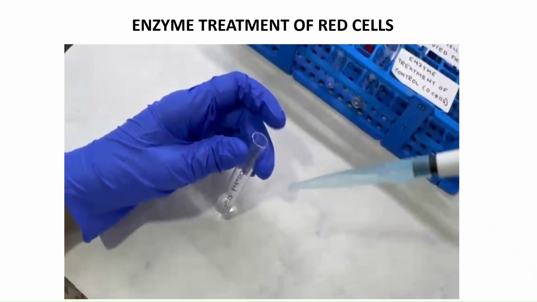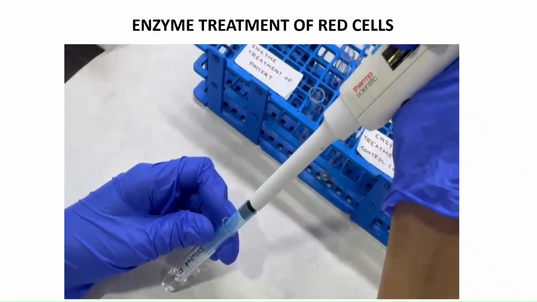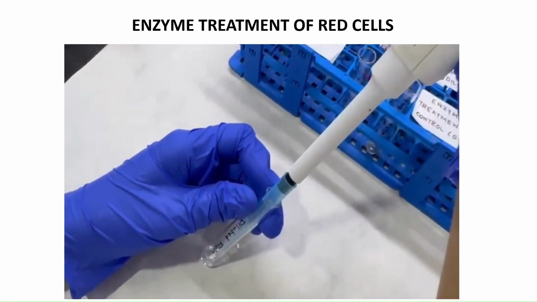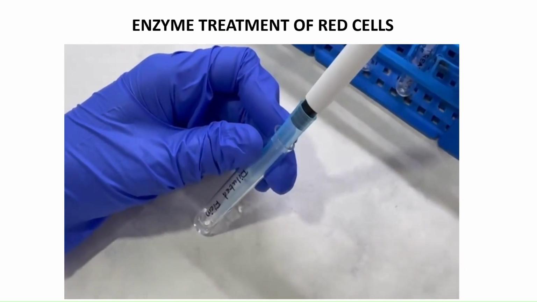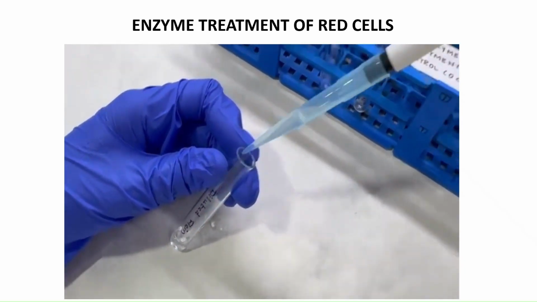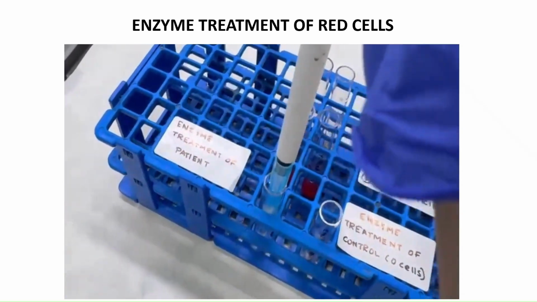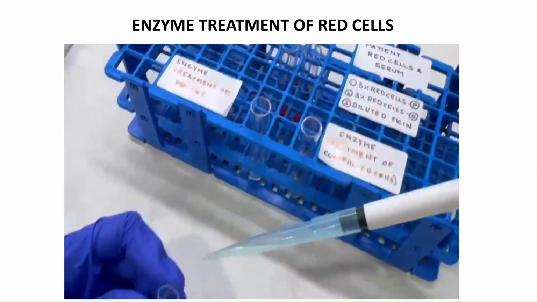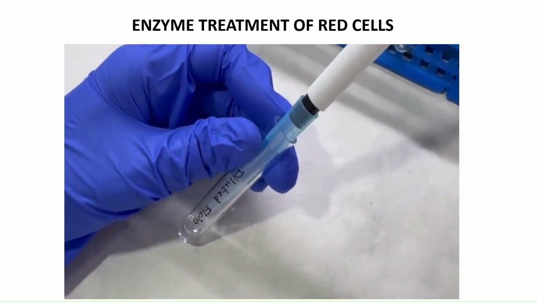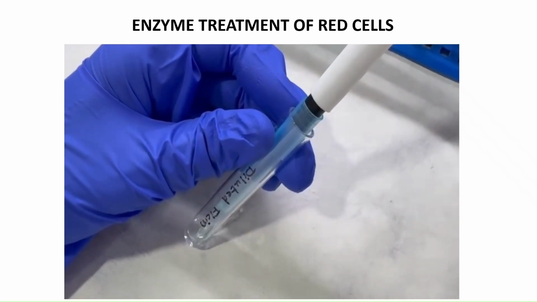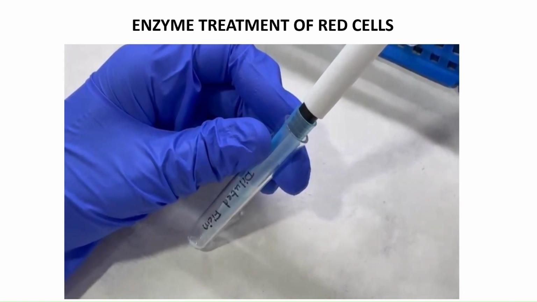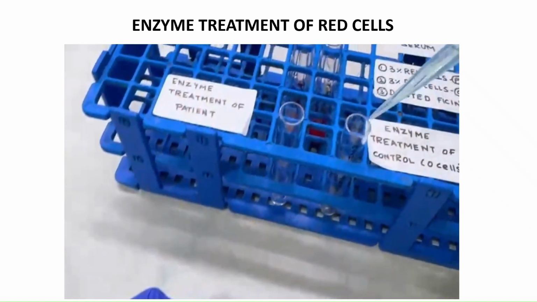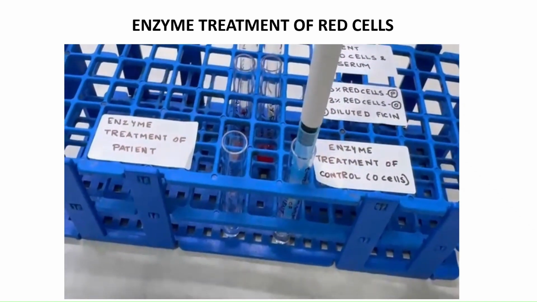For that we are going to add equal amounts of diluted Ficin and 3% red cells. So now I am taking 500 microliter of diluted Ficin and adding in both the test tubes. First I am adding in enzyme treatment of patient. Next, the same 500 microliter I am taking and adding in the enzyme treatment of control O cells.